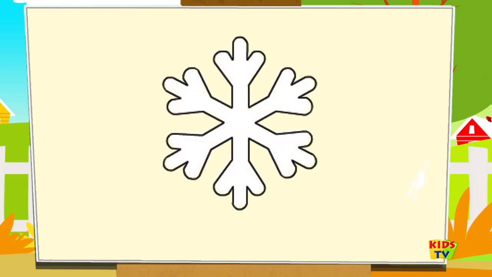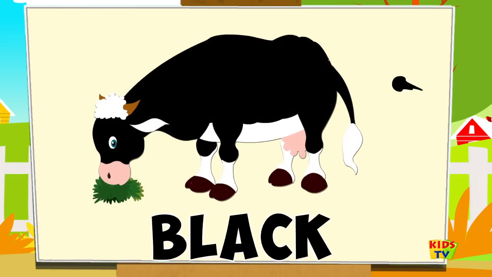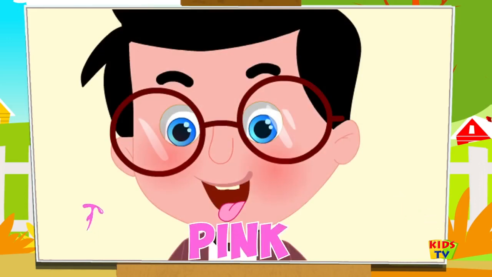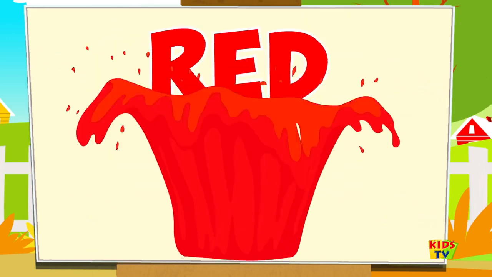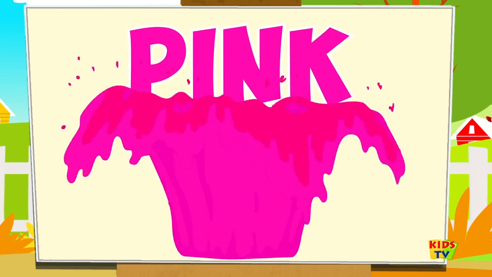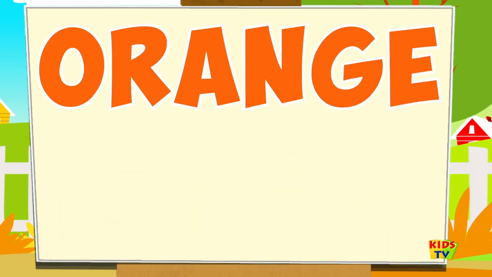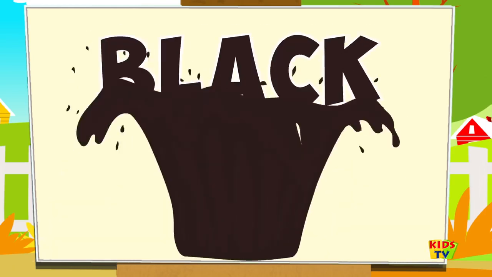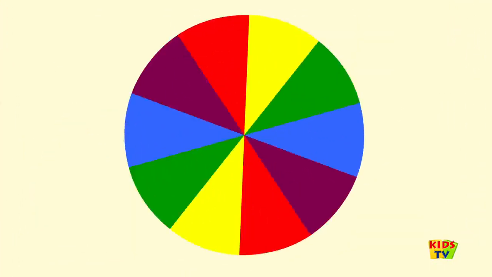The snow is white, white, white. The kettle is black, black, black. The pumpkin is orange, orange. And my tongue is pink, pink, pink. So many colors everywhere. Look at them all around.